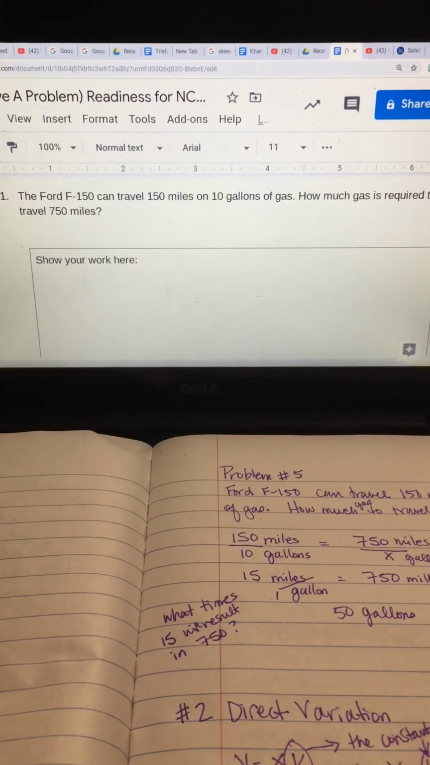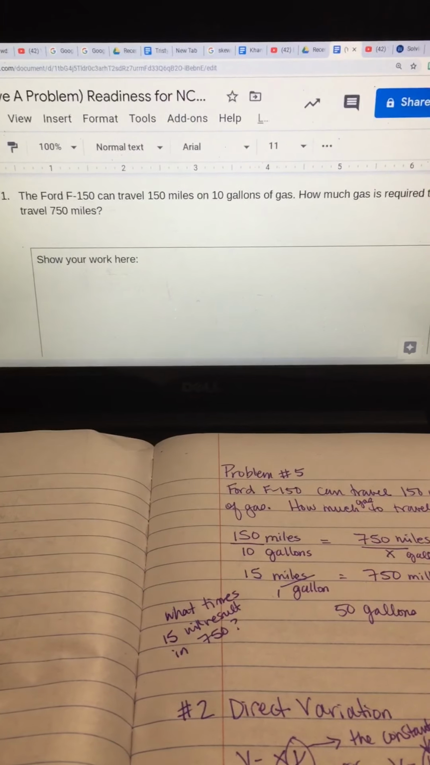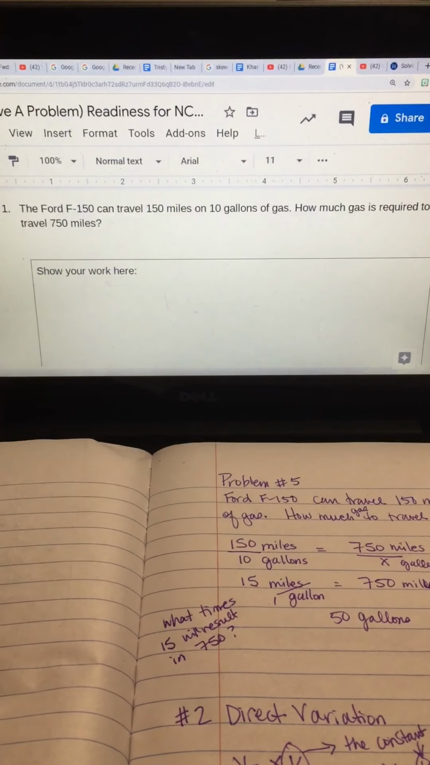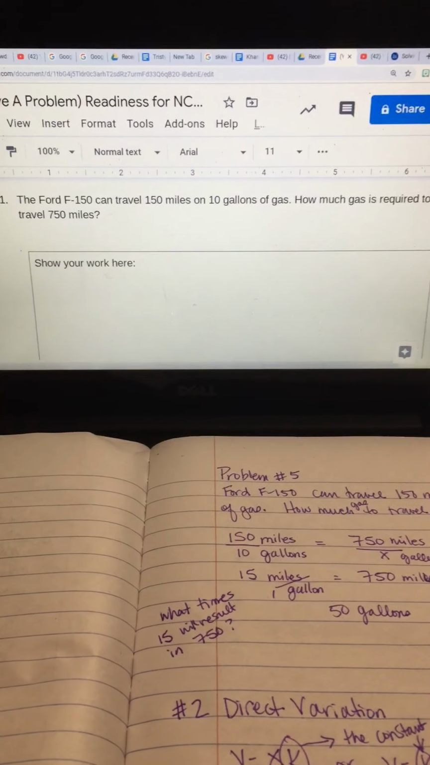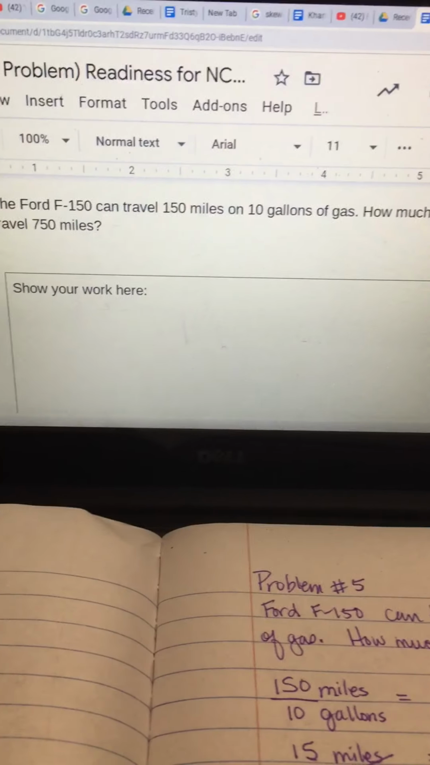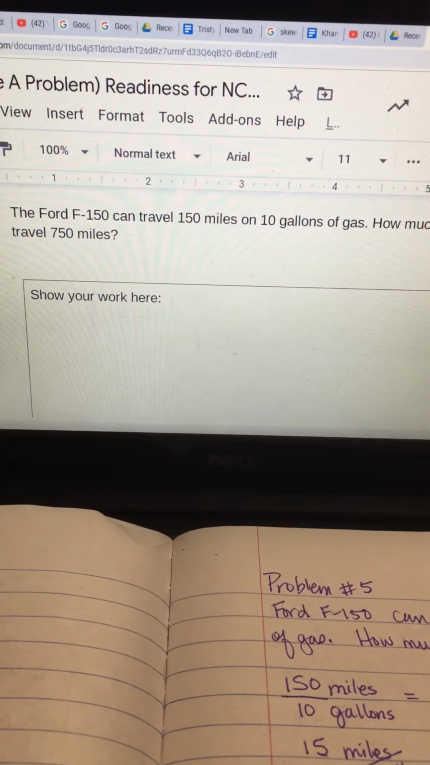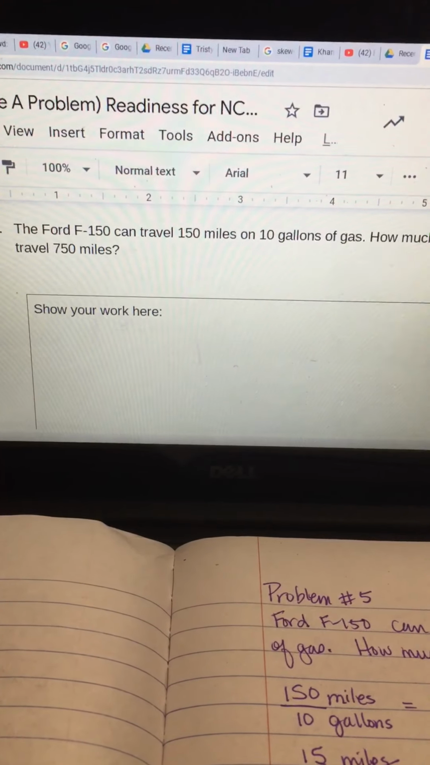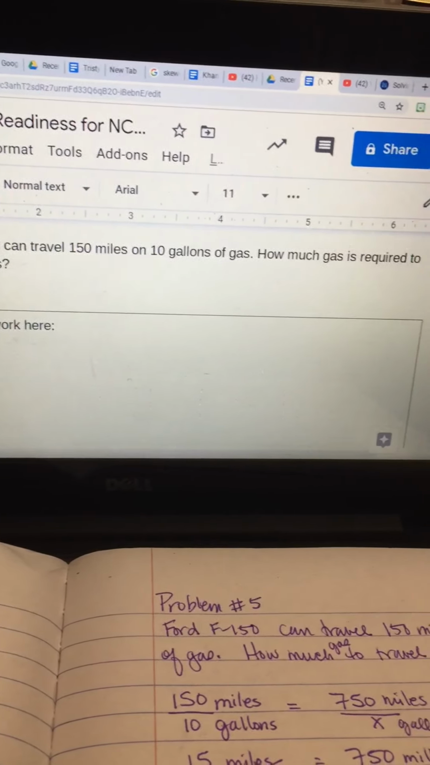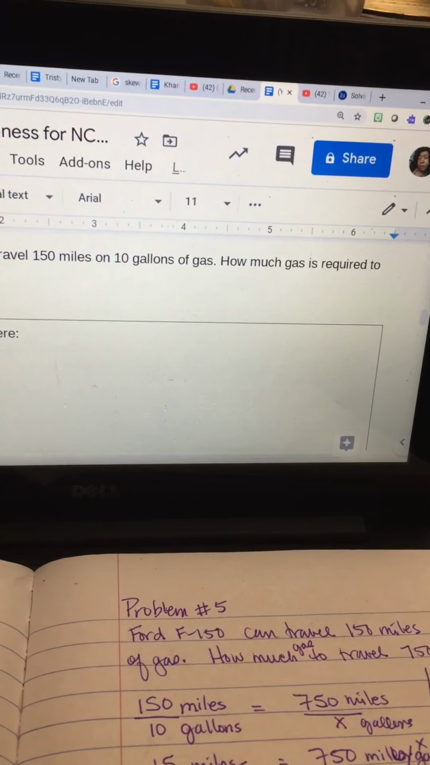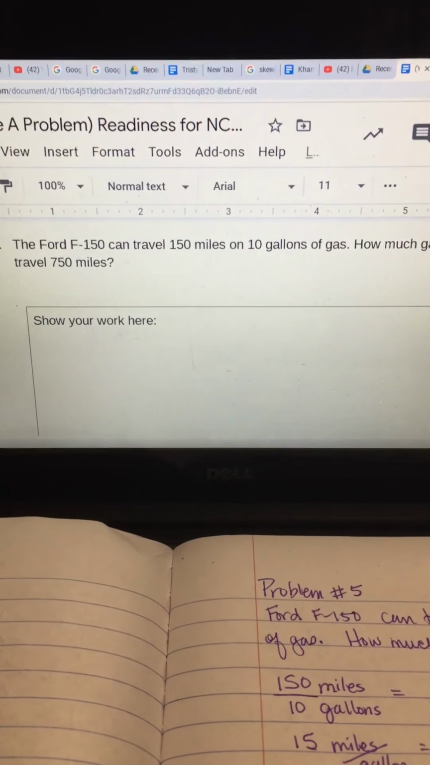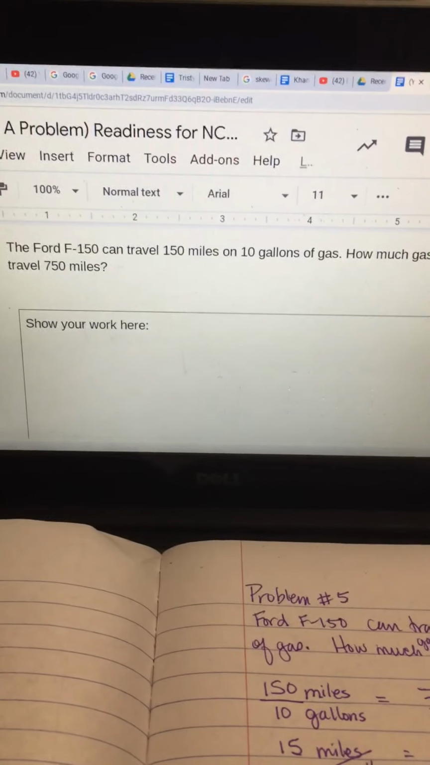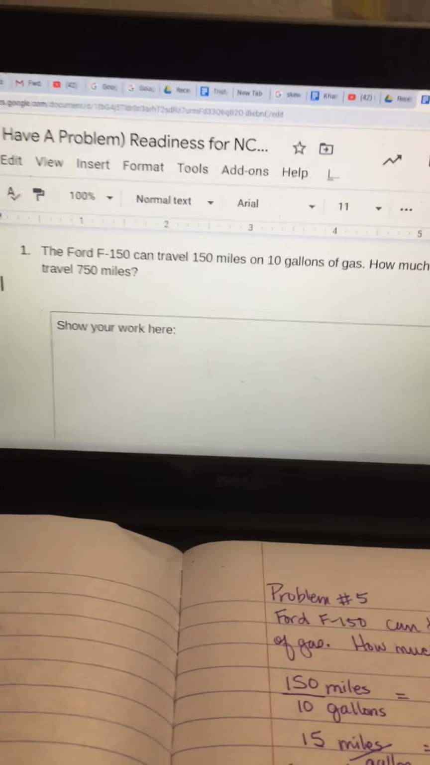All right, guys, so we're going to go over the fifth set of problems that you were given. You have a problem number 5. All right, so let's look at number 1. Number 1 is the question about the Ford F-150 truck. It says the Ford F-150 truck can travel 150 miles on 10 gallons of gas. How much gas is required to travel 750 miles? And I ask that you provide the work that showed me how you got the answer.